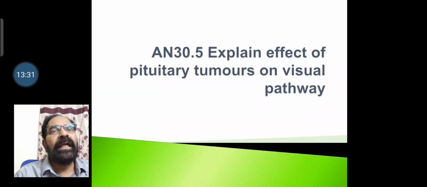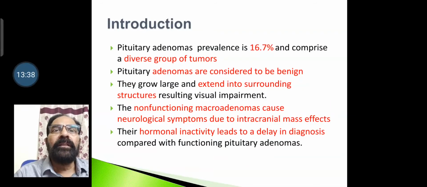Coming to effects of pituitary tumors on visual pathway. Pituitary adenomas prevalence is around 17% and comprise a very diverse group of tumors. Pituitary adenomas are considered to be benign. They grow large and extend into surrounding structures, resulting in visual impairment and other neurological impairments.